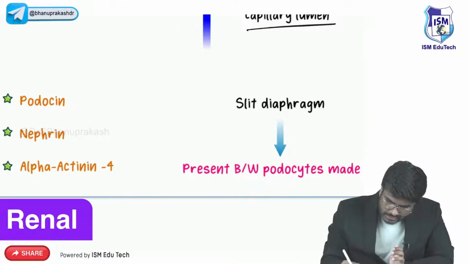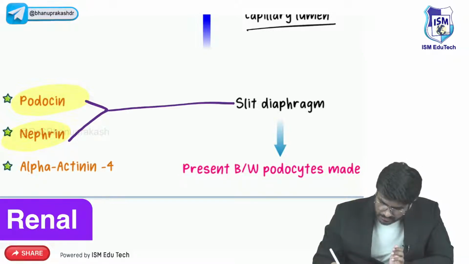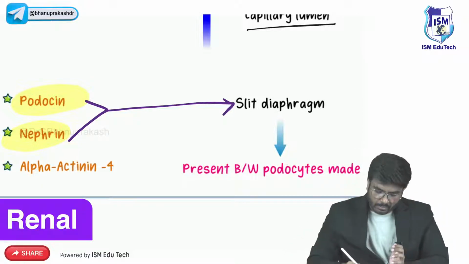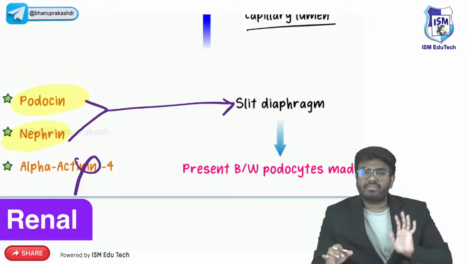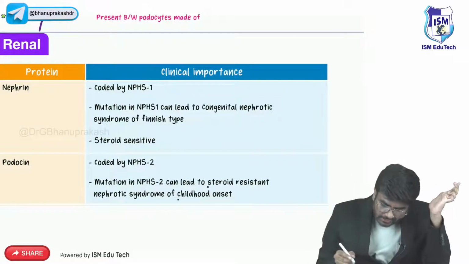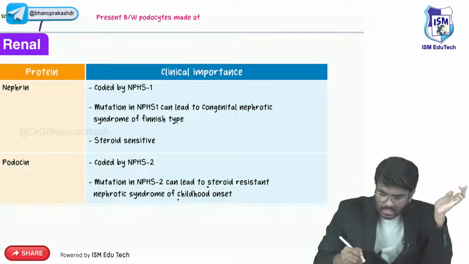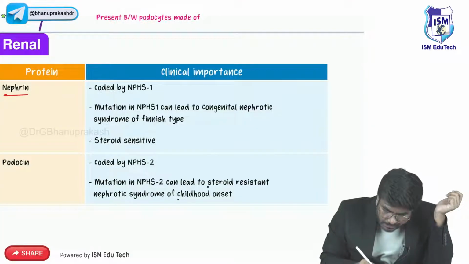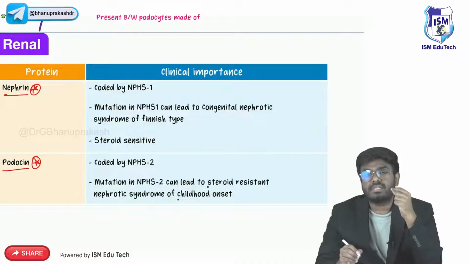Okay, mainly, remember podocin and nephrin. So these proteins are forming the slit diaphragm. Okay, forget about alpha actinin 4, at least podocin and nephrin. Now, from pathology, a super important MCQ. Nephrin and podocin are the proteins which are present in the slit diaphragm, right?